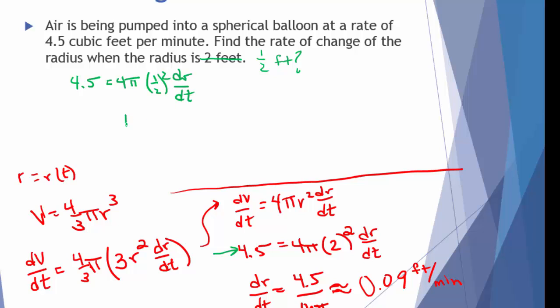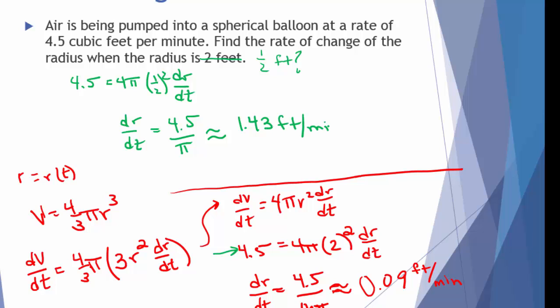And then when you go to solve for dr/dt this time, 1/2 squared is 1/4. 1/4 times the 4 just becomes 1. So all you're really left with as far as a constant on the right side is pi. So dr/dt is going to be 4.5 divided by pi. And if you put that into a calculator, you're going to get approximately 1.43, and then the label stays the same.